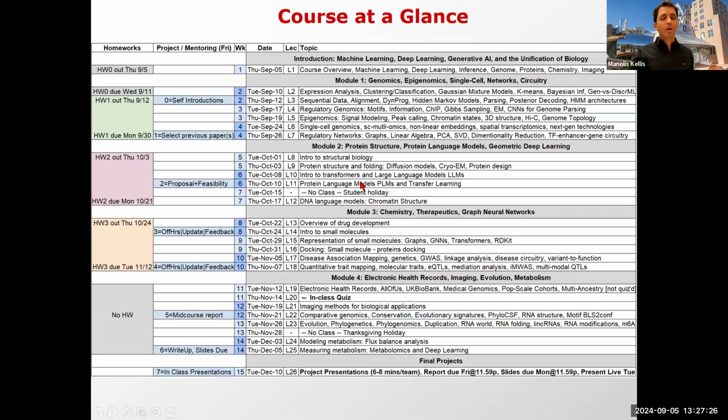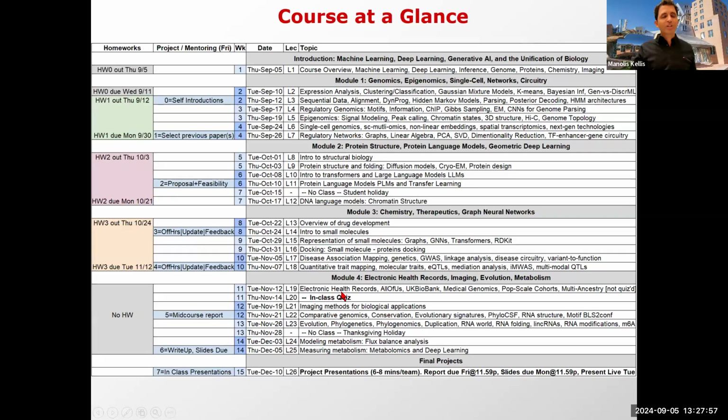Module 2 is going to be about protein structure, protein language models, geometric deep learning, and folding. And that again could have been a great semester, and you're going to get 2.5 weeks. Module 3 is going to be about chemistry and therapeutics and graph neural networks for representing the language of chemistry and docking and therapeutics. And I'm not going to make the same joke, but it still applies. It's not a joke, actually.